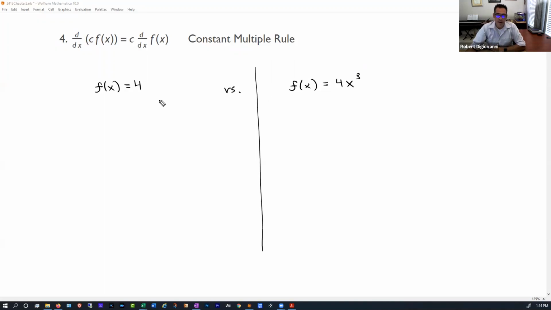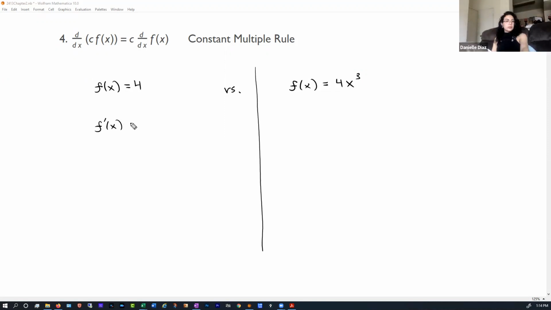And I ask you to find the derivative of each one of these, right? So we have two different functions. Well, the first one, we have f of x is a constant, right? And that constant is by itself. Do you all agree? There's no x's there. So what is the derivative of a constant? 0. Always 0, right?